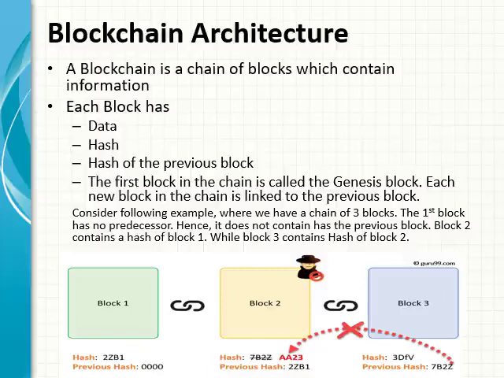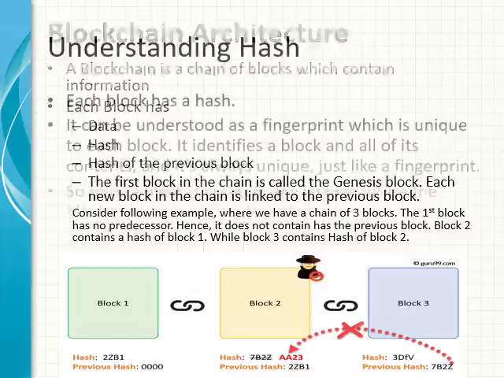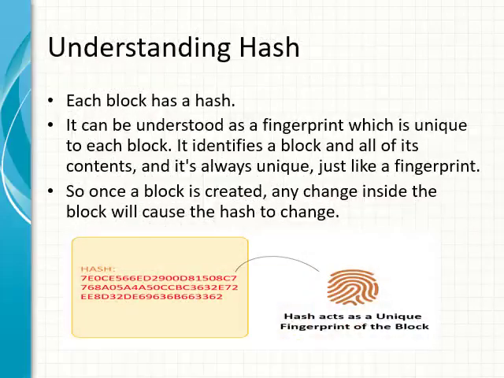So these blocks are linked to each other by the hash. The first block in the chain is called the Genesis block, and each new block in the chain is linked to the previous block by hashes. So this concept of hash is very crucial. It is for security of the data and for maintaining the confidentiality of data. We have to learn about the hash, we have to understand this concept. So we will try to understand the hash.